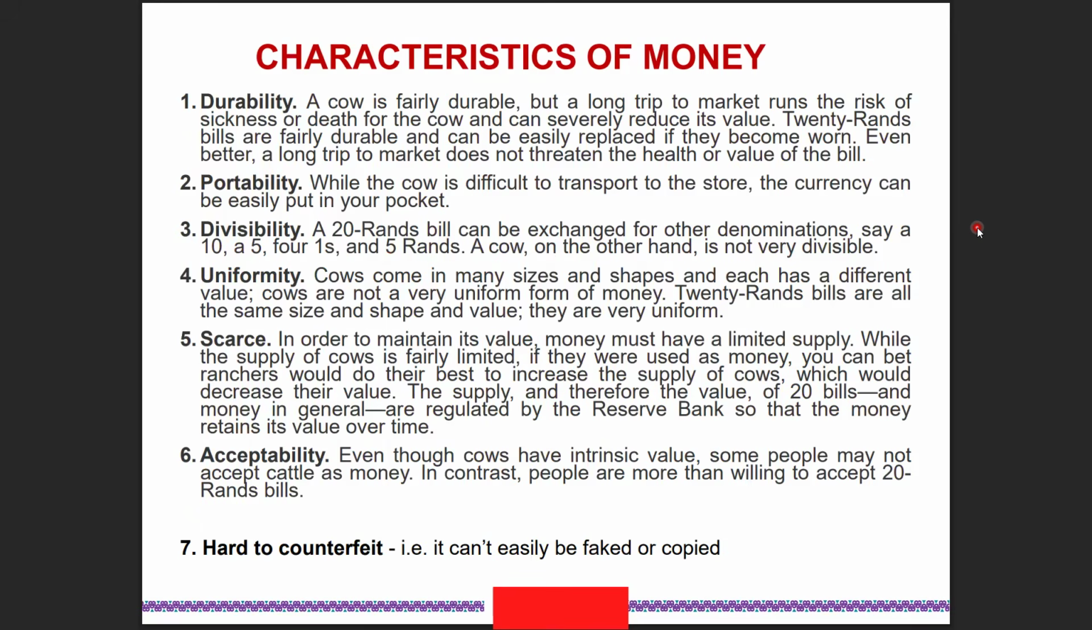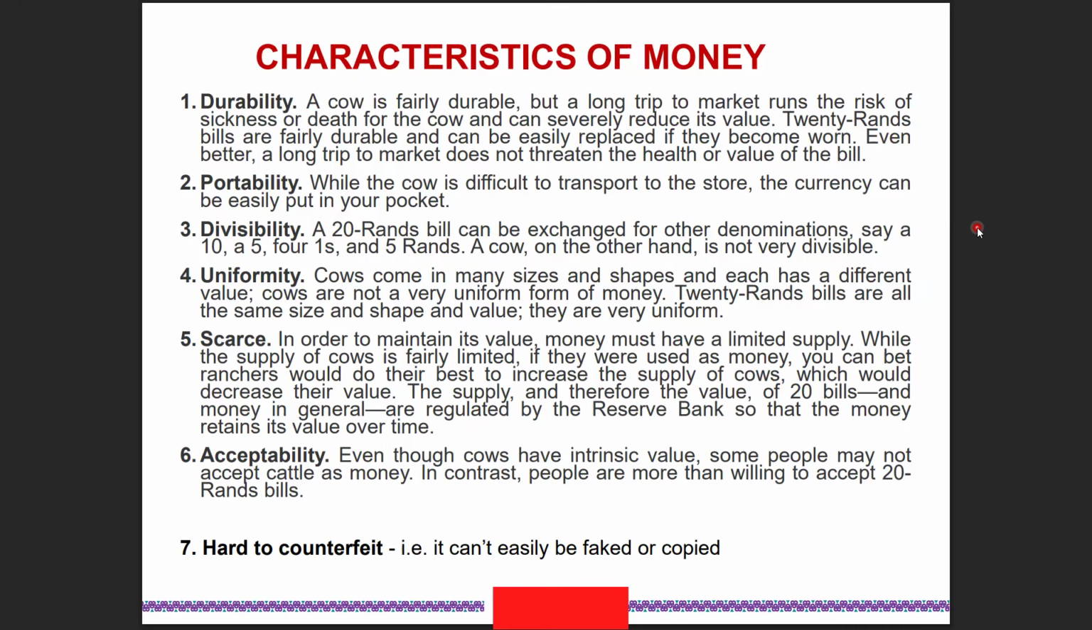The characteristics of money is that it is durable. So money is durable. You can keep it for a longer period. Unlike back in the days where they were trading with cows, cattle and so on, you could not keep that for a longer period. Obviously, the cow is going to get sick at some point and die. With money, you can have it for as long as you want. Portable, money is portable. You can keep it in your wallet, in your pocket. You can walk around with 1,000 rand and no one would even know that you have 1,000 rand.